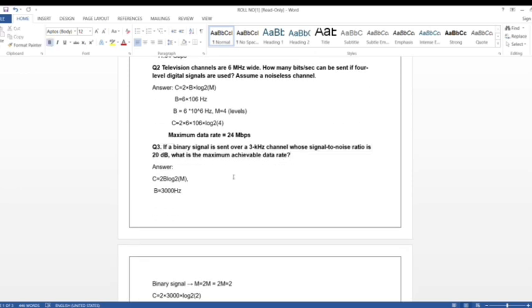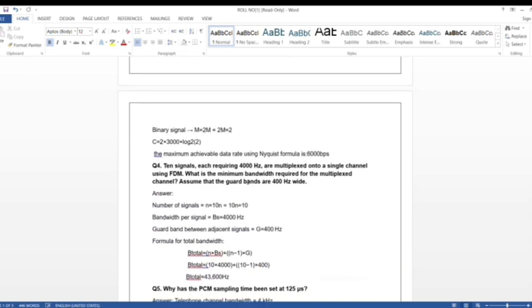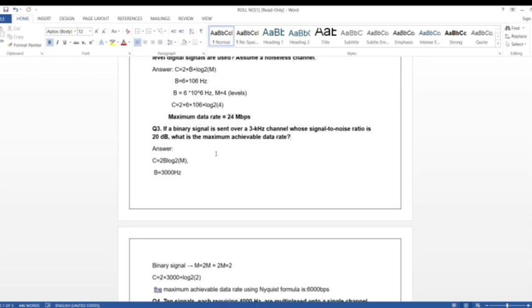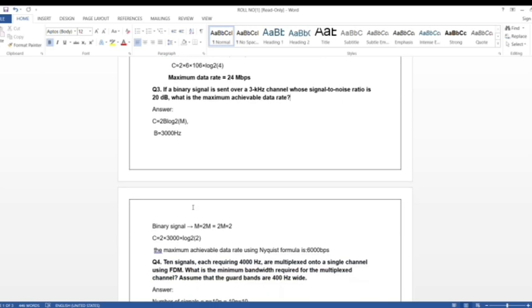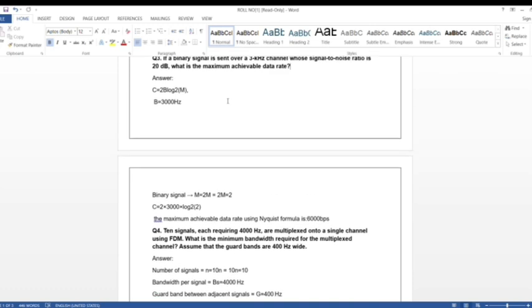The sixth problem asks what SNR is required to transmit a T1 carrier of 1.544 megabits per second over a 1 MHz line. Using Shannon's capacity formula, the result is about 2.8 decibels, which is quite small but realistic with efficient encoding.